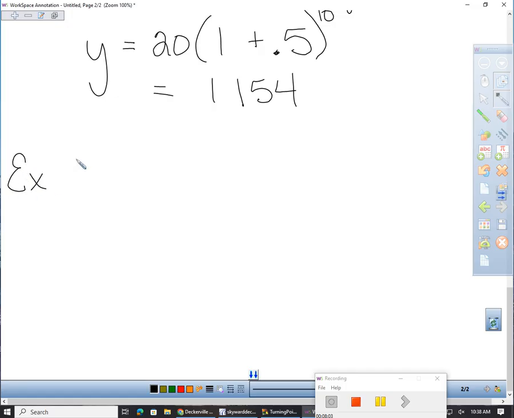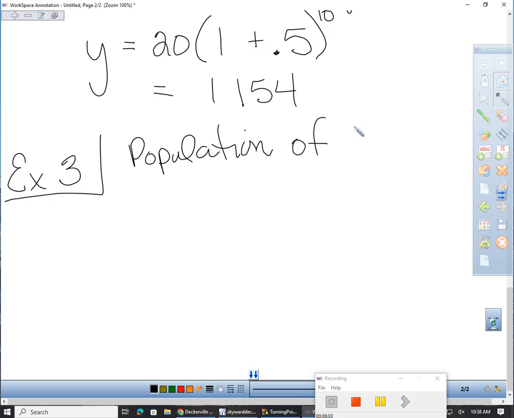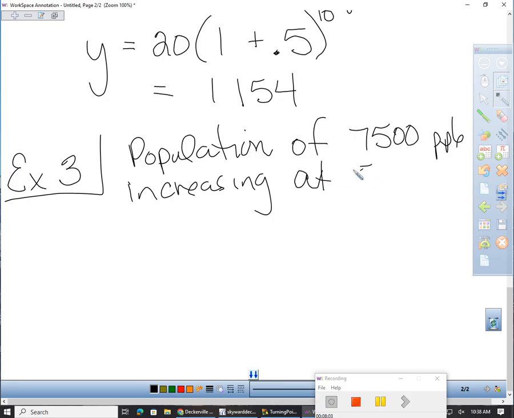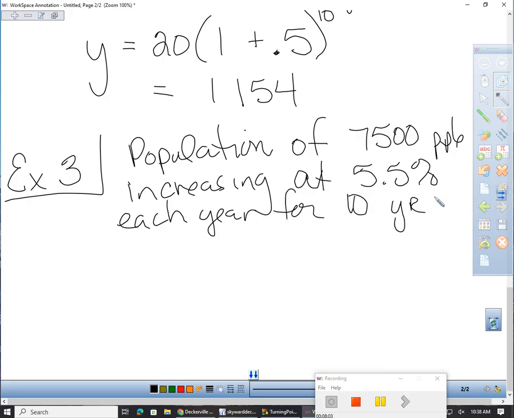Example number 3. Let's say we have a population of 7,500 people, increasing at, how about 5.5%, each year for 10 years. How many people will we have?